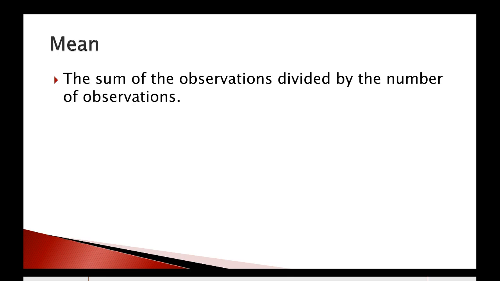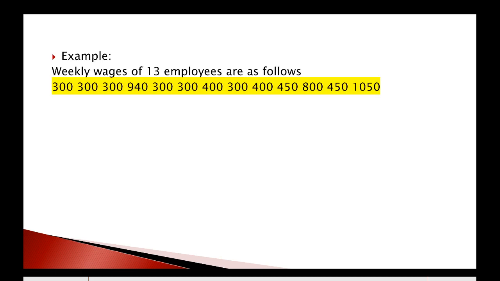Mean is the sum of the observations divided by the number of observations. As an example, we can look at this data set where weekly wages of 13 employees are given. The data set is as follows: 300, 300, 300, and so on until 1050. If you want to find the mean wage, or average wage, of this data set, it can be calculated as follows.